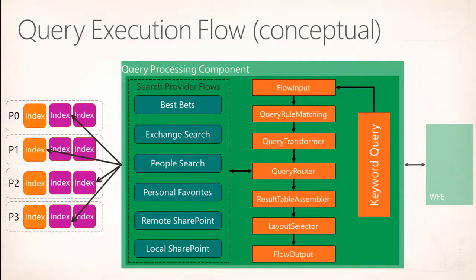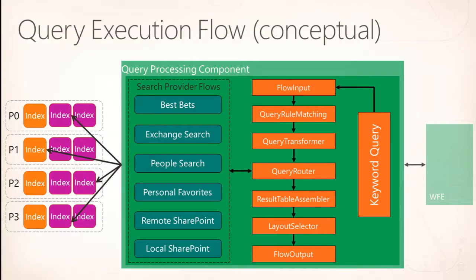Looking a little bit more into the conceptual execution flow of the query. So this could be the keyword query flow, trying to analyze the flow input. First thing we do is to try to do query rule mapping, and we will come back to query rules in the next slide. Then, of course, we can do query modifications. Transform your query if we think that you should transform it, for instance, through substitution by dictionaries and synonyms.